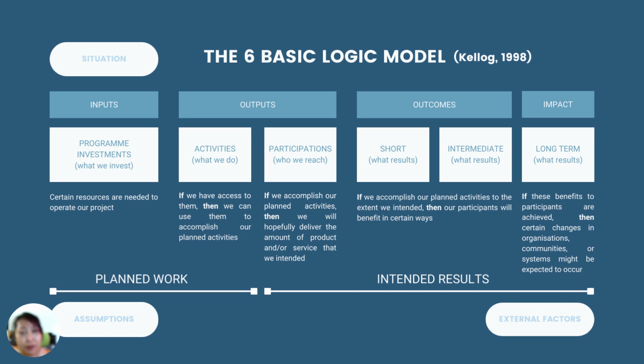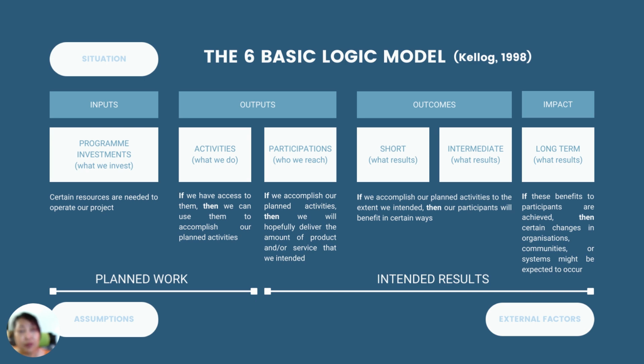If we accomplish our planned activities, then we will hopefully deliver the amount of product and or service that we intended. If we accomplish our planned activities to the extent we intended, then our participants will benefit in certain ways. If these benefits to participants are achieved, then certain changes in organizations, communities, or systems might be expected to occur.